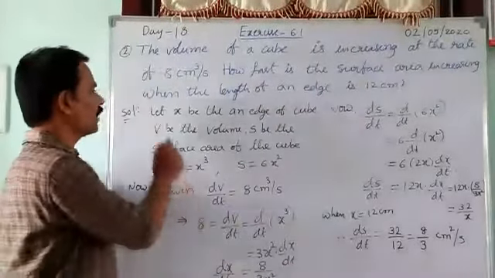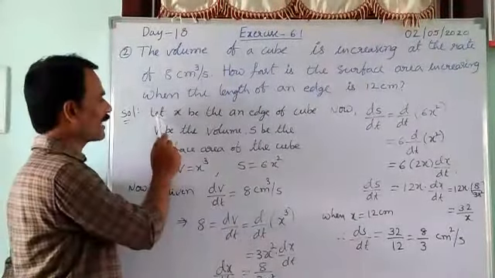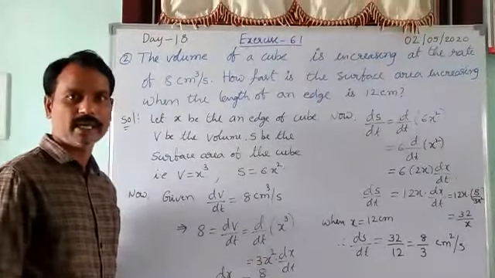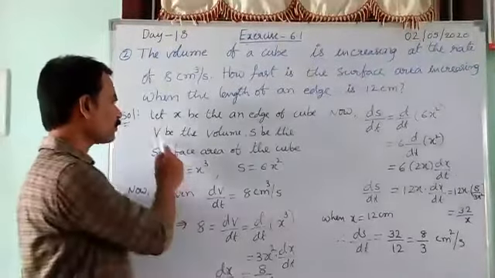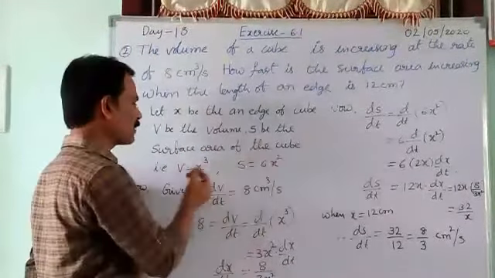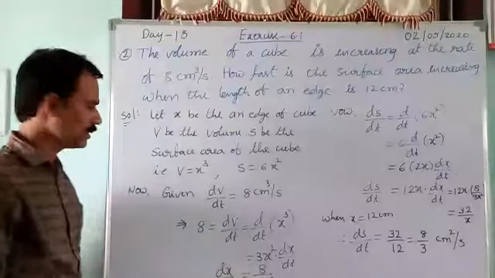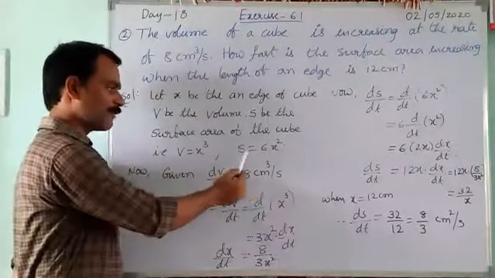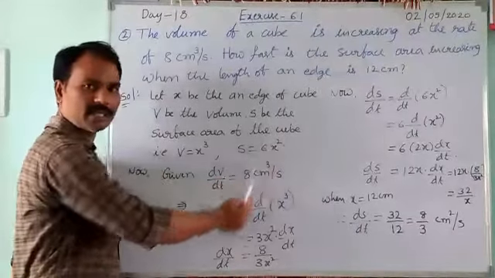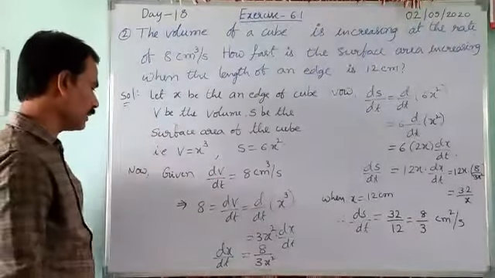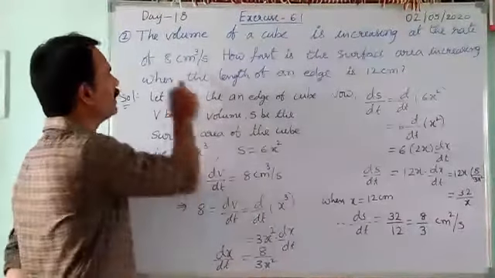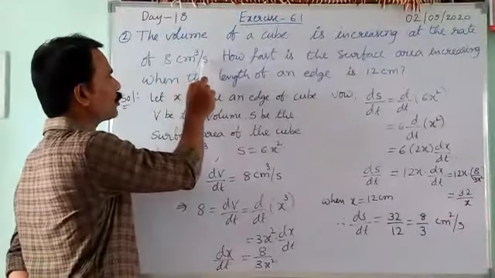So guys, observe it. Let x be an edge of a cube, V be the volume, and S be the surface area of the cube. The volume of a cube is x cube. The surface area of a cube is 6x square. These are the formulas. Now we are going to calculate using the given part. What is given? 8 centimeter cube per second.